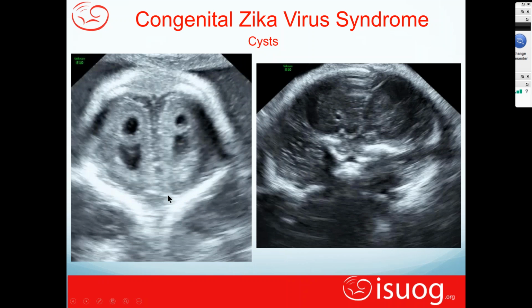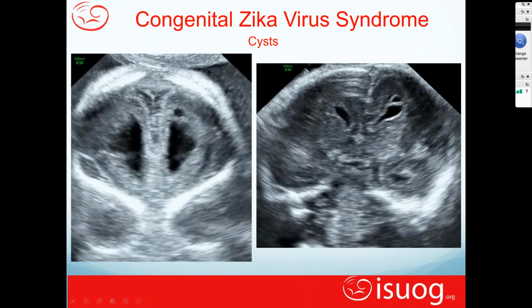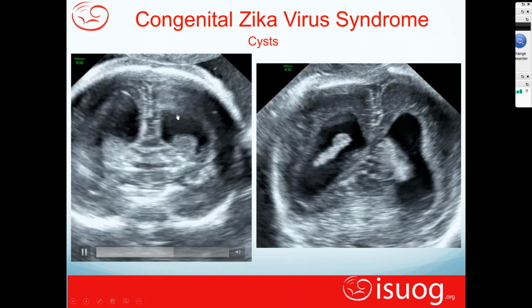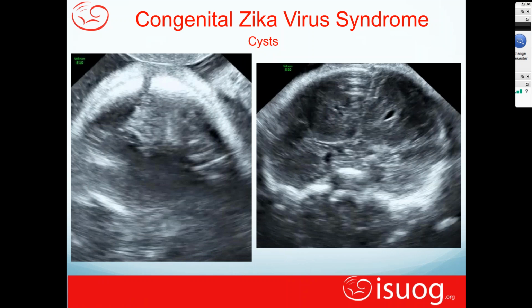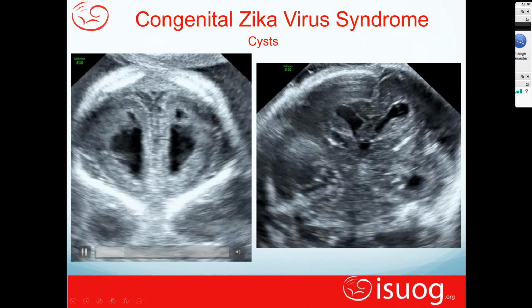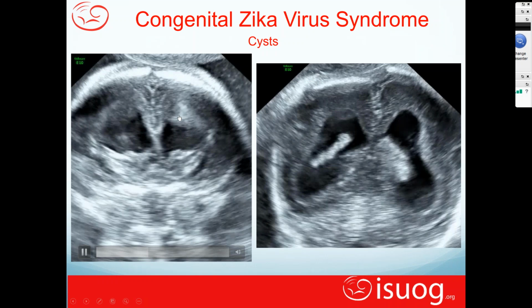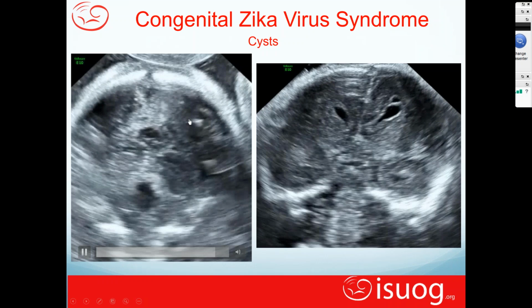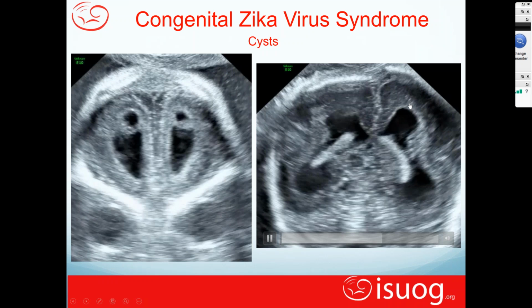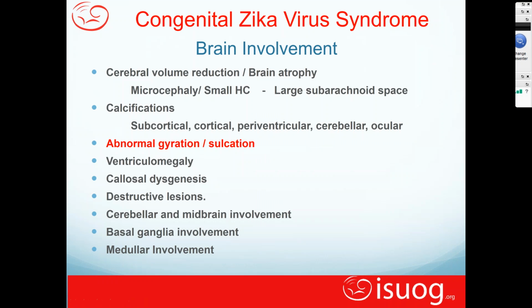Anytime you see cystic changes within the ventricular system, and I don't mean a choroid plexus cyst, I mean truly a cyst that is not part of the choroid complex, you need to think about congenital virus. You need to think about the fact that it could be a CMV, as you can see up here in this area, or if they were exposed to Zika, it certainly could be Zika. Abnormal gyration and pulsations take place.